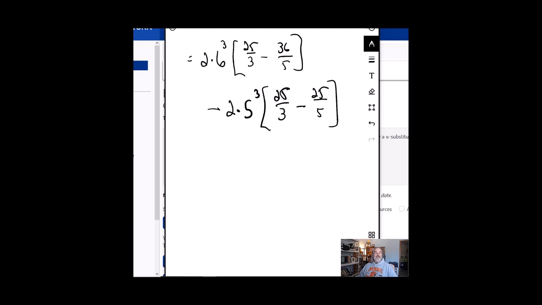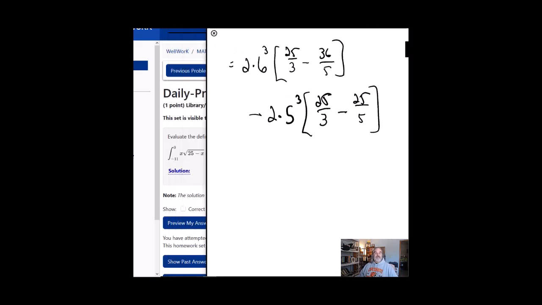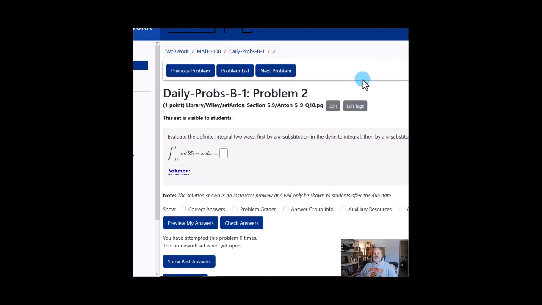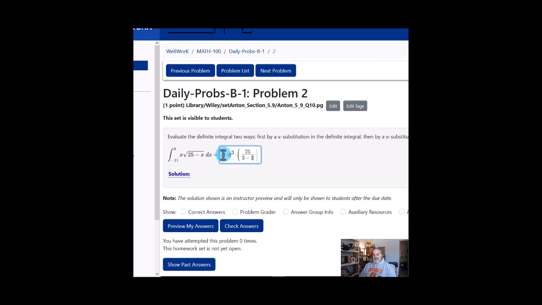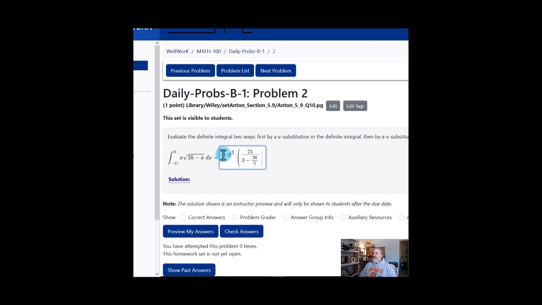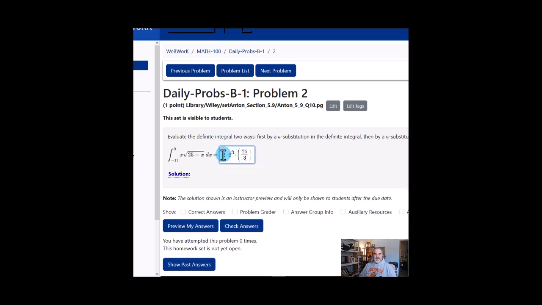Everything is exact. So I'm going to slide this out of the screen so I will be able to see it. You won't be able to see it. And I'm going to type this monster into this answer box. Again, because it's fun. Whoops, no, that's not what I want. 25 thirds minus 36 fifths. It's good to get your answer confirmed.